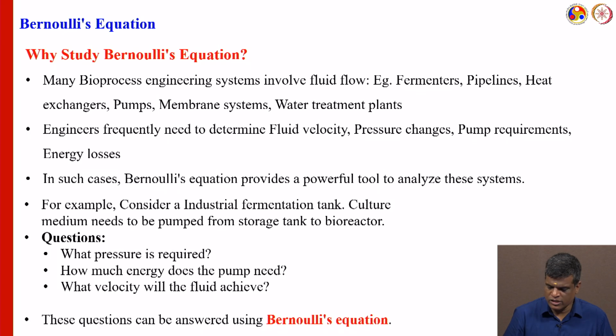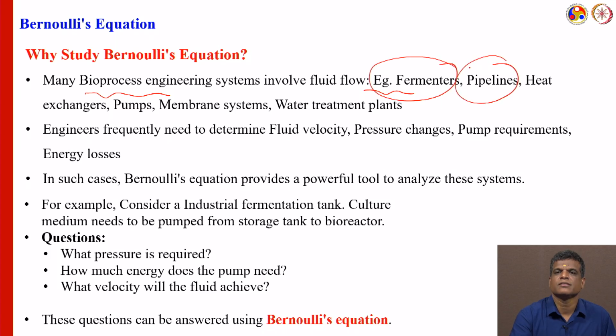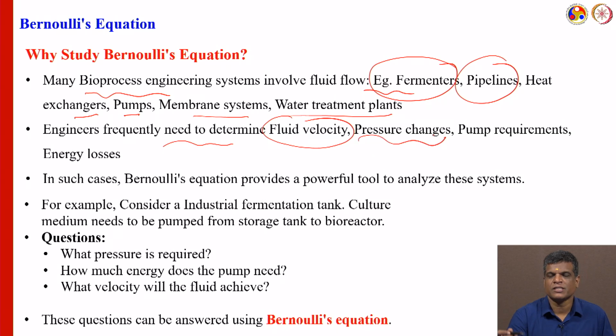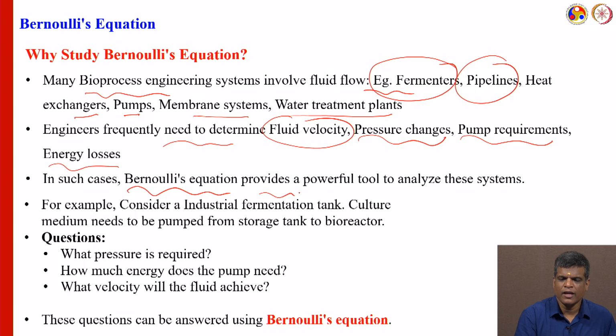Many bioprocess engineering systems involve fluid flow, for example fermenters, pipelines, heat exchangers, pumps, membrane systems, and water treatment plants. Everywhere we use the Bernoulli equation. Engineers frequently need to determine the fluid velocity. The velocity is very important. Then the pressure changes, the pump requirements, and energy losses also. In such cases, the Bernoulli equation provides a powerful tool to analyze these systems.